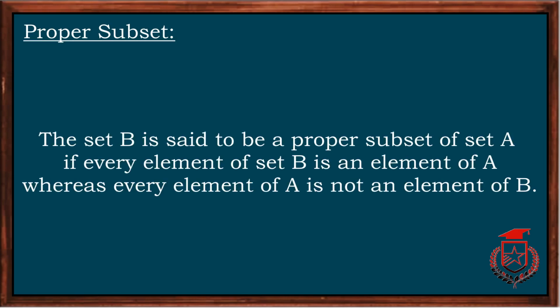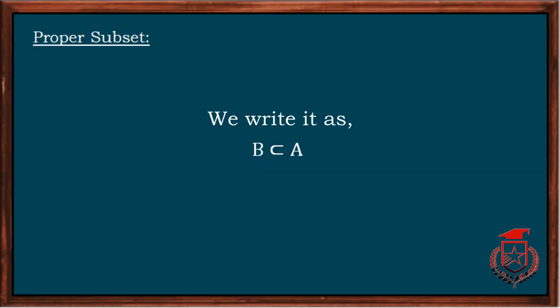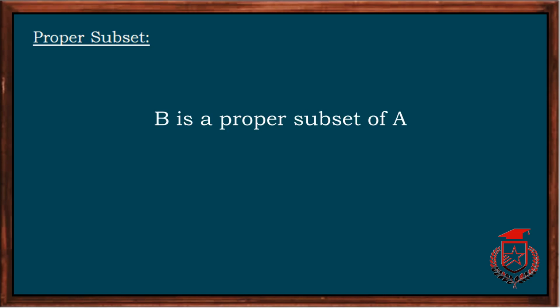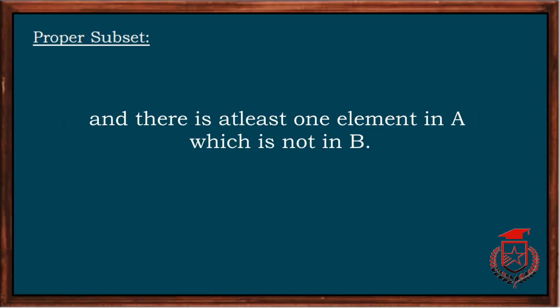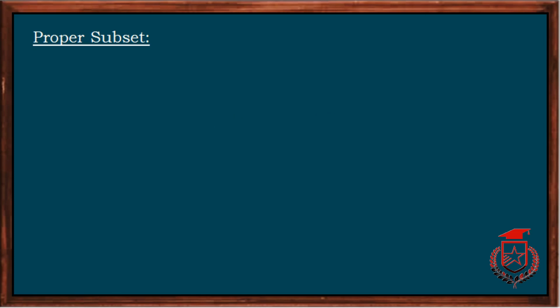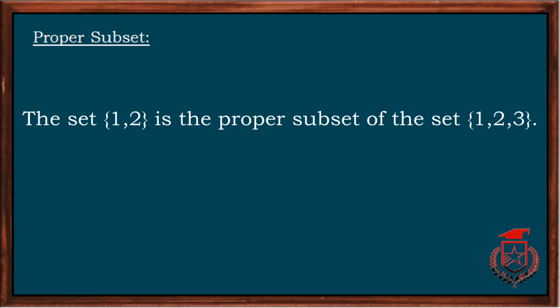Proper subset. The set B is said to be a proper subset of set A if every element of set B is an element of A, whereas every element of A is not an element of B. We write it as B ⊂ A and read it as B is a proper subset of A. Observe that every set is a subset of itself, but not a proper subset. B is a proper subset of A if every element of B is an element of A, and there is at least one element in A which is not in B. For example, the set {1, 2} is a proper subset of the set {1, 2, 3}.